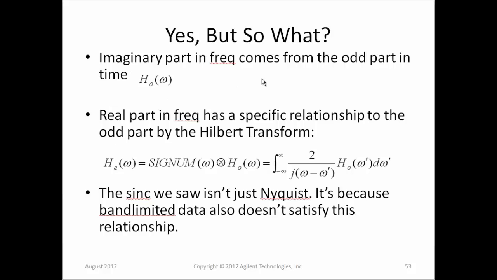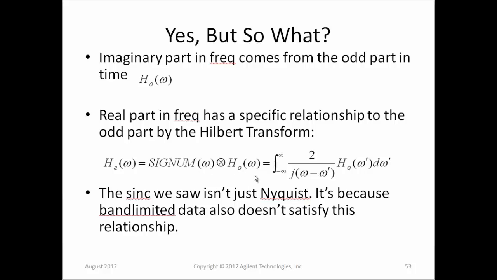Okay, yes, but really, so what? So the imaginary part in frequency is coming from the odd part in time. So this is the Fourier transform of the odd part. I've done it uppercase H. The real part in frequency has a specific relationship to the odd part given by the Hilbert transform. Remember, my even part was signum times H0 in the time domain.